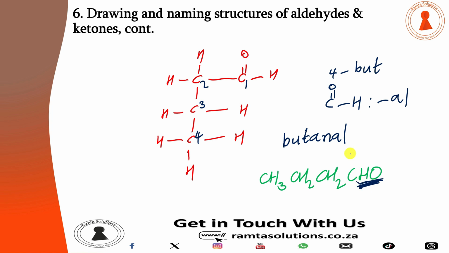This is to say it is a carbonyl. So the rule is to write it as HO to differentiate it from hydroxyl. Remember, with hydroxyl we say OH, right? So for this one we say HO to separate it from the hydroxyl OH. Okay, please pay attention to this. All right, perfect. So this is butanal.